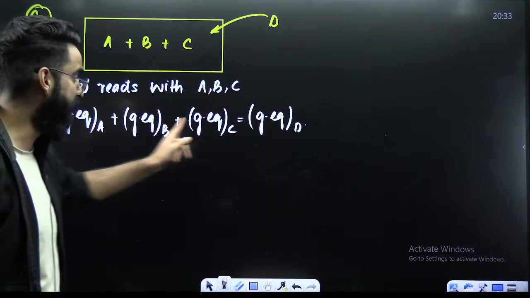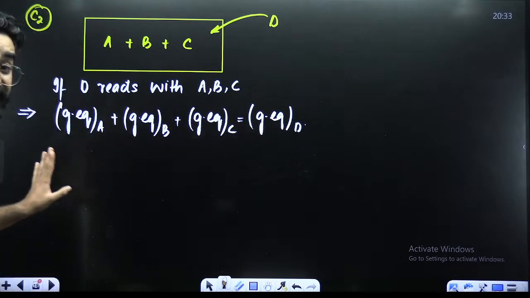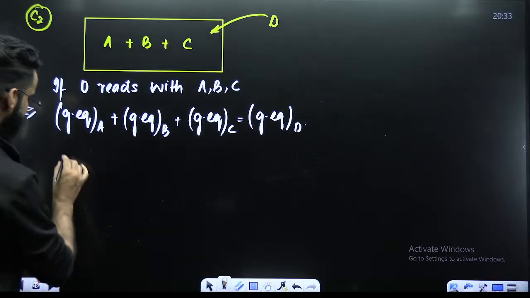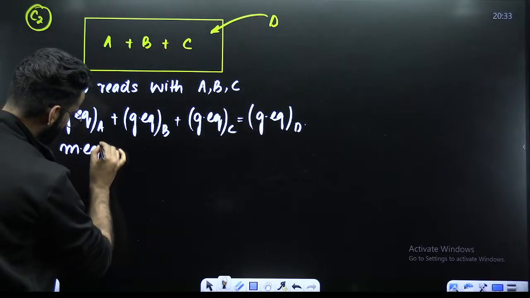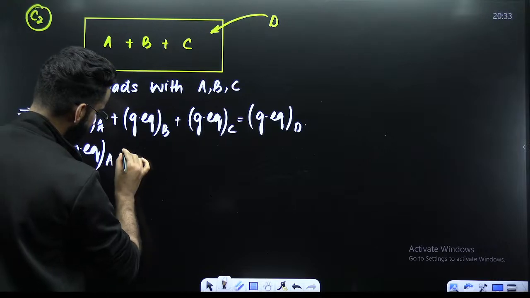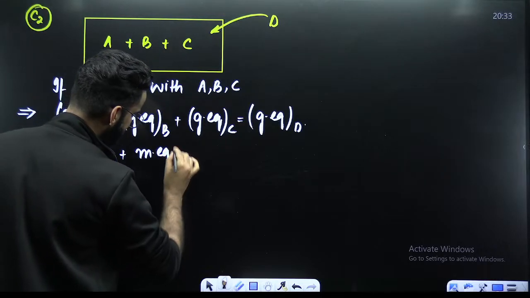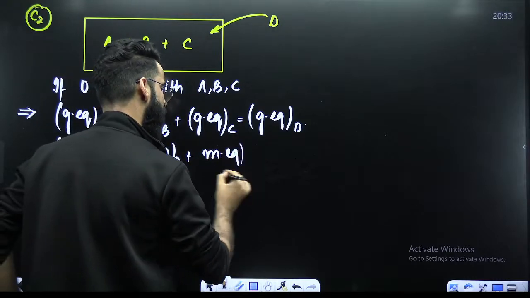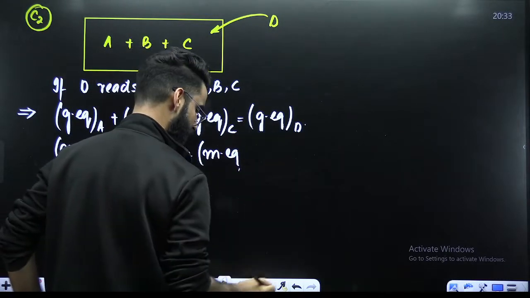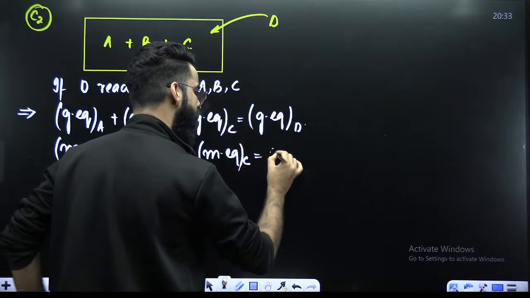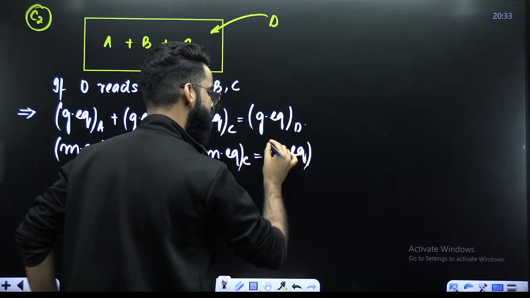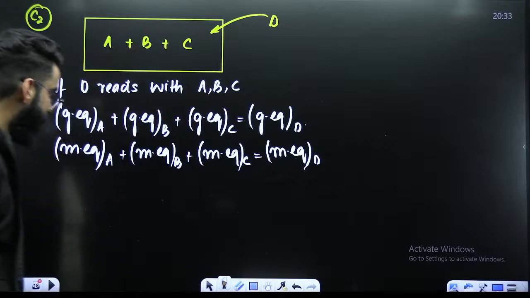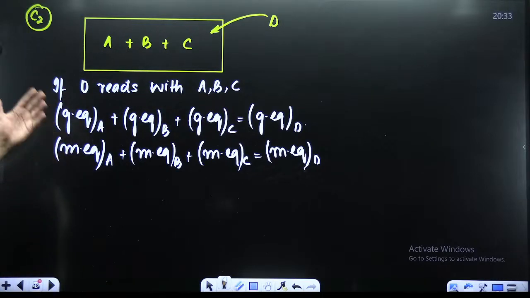Well, you wrote the statement in terms of gram equivalence. You could have written the statement in terms of milli equivalence as well. You could have mentioned it like this: milli equivalence of A reacted plus milli equivalence of B reacted plus milli equivalence of C reacted has to be equal to milli equivalence of D reacted. Okay? This is our first case here, in case of the mixtures.